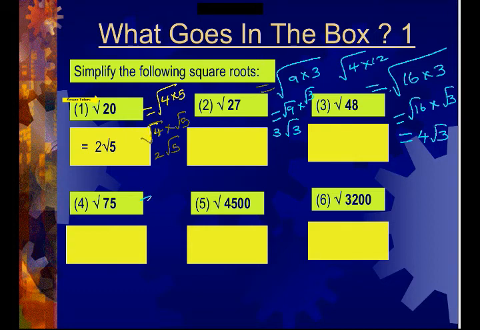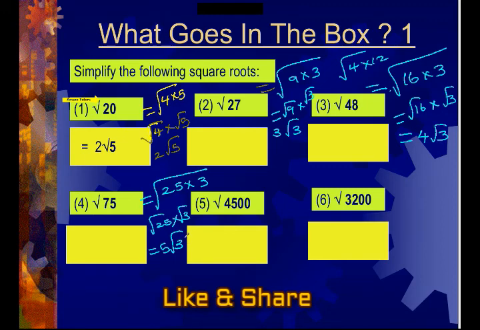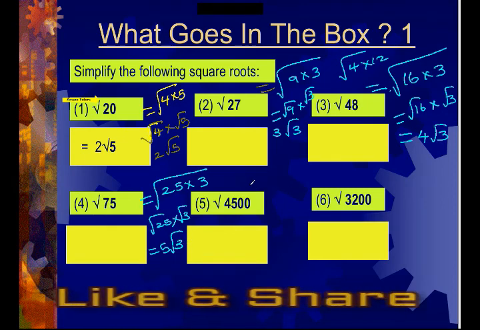Let's keep doing. Square root of 75. Very easy. 25 times 3. Now split the surds according to the property rules. Square root of 25 is 5. 5 root 3 goes in the box. Let's proceed.